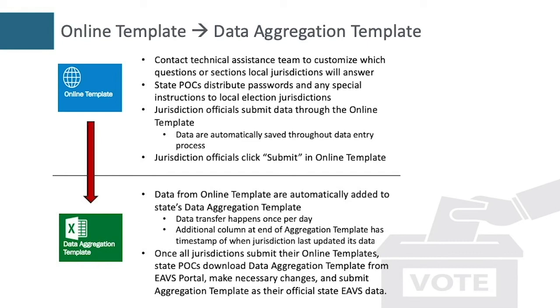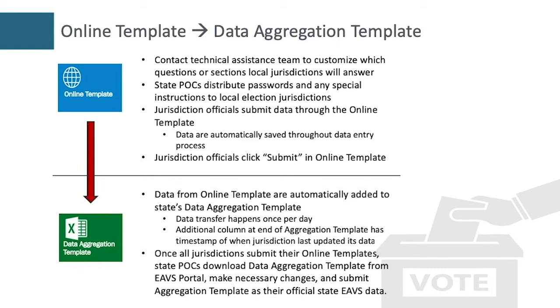Once local jurisdictions have completed their data submission process in the online template, our system will import that data directly into the data aggregation template that's on your state files page in the EAVS portal. This data transfer happens once a day. A column is added at the end of the aggregation template that will have a timestamp of when the jurisdiction last entered data into their online template.